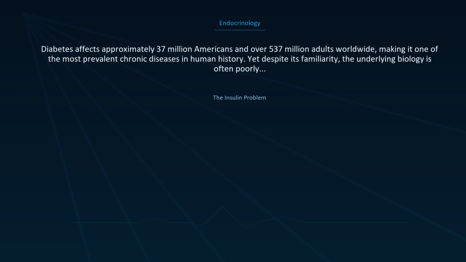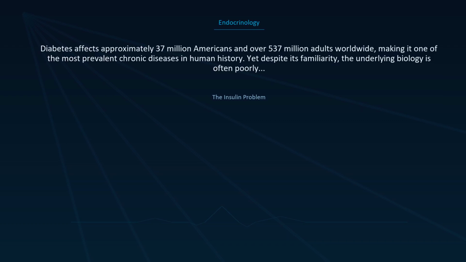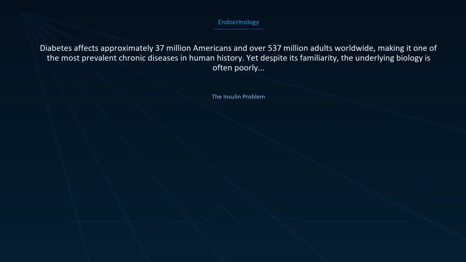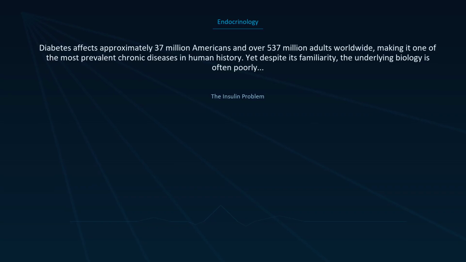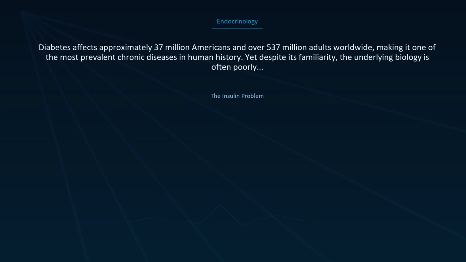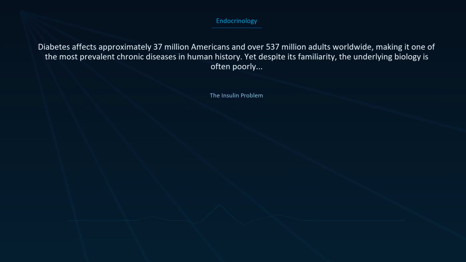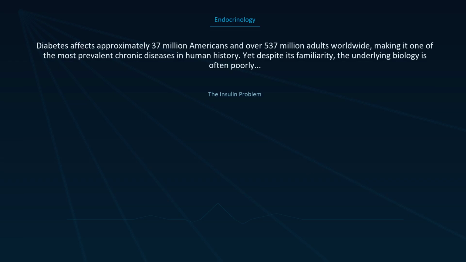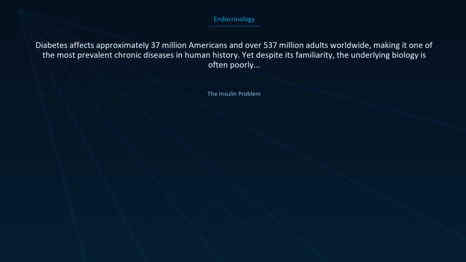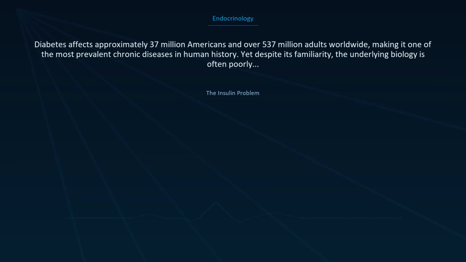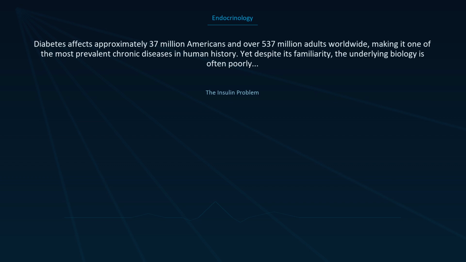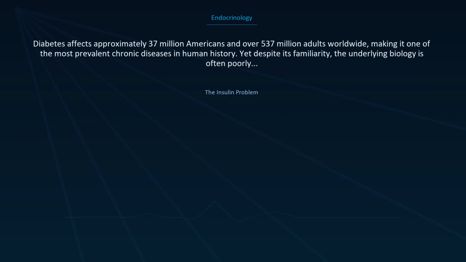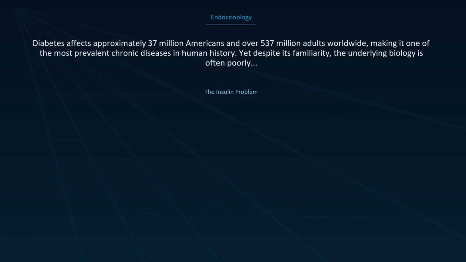Diabetes affects approximately 37 million Americans and over 537 million adults worldwide, making it one of the most prevalent chronic diseases in human history. Yet despite its familiarity, the underlying biology is often poorly understood. Diabetes is not one disease but a family of conditions sharing one feature: abnormally high levels of glucose in the blood. Chronic high blood glucose, hyperglycemia, damages blood vessels and nerves throughout the body through a cascade of biochemical mechanisms, leading to the serious complications associated with the disease.